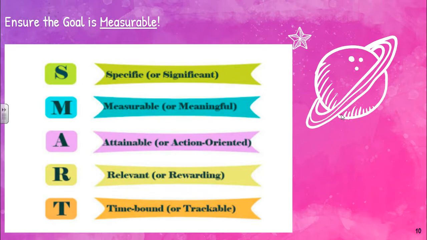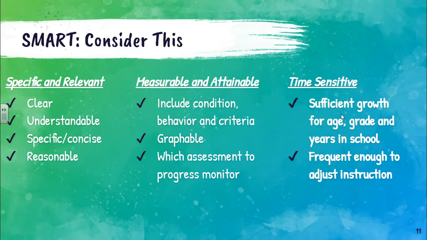Here are some questions to think about under each of these sections. Starting with specific and relevant, we want to ask, is the goal clear and understandable? Is it positively stated? Is it reasonable based on the information and present levels? Is it practical and pertinent to the students' academic, social, and transition needs?